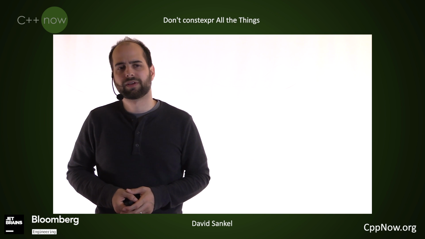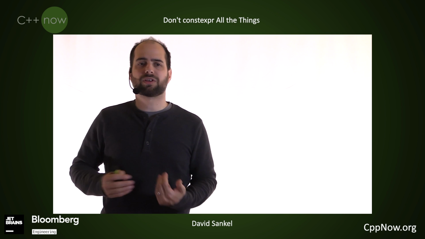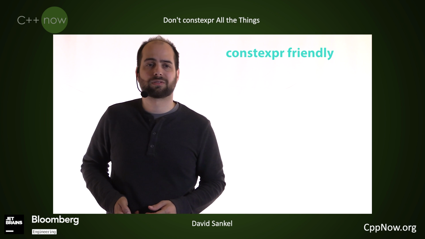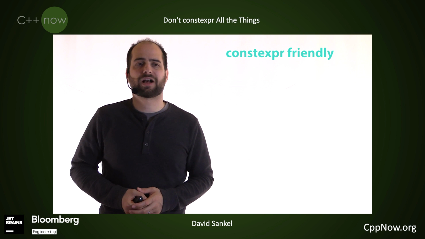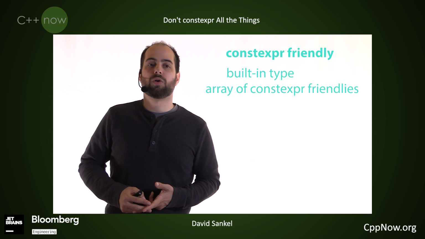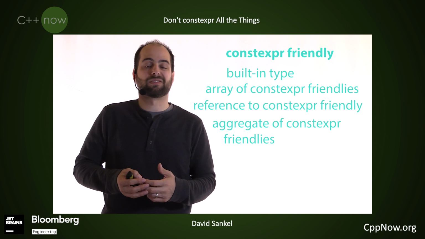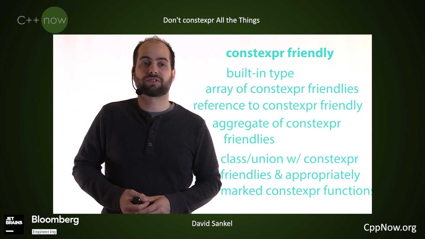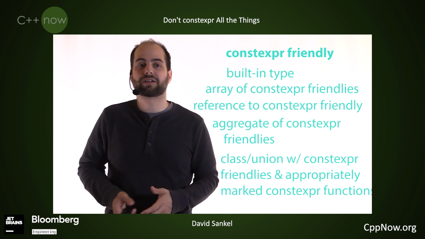Now, what about types? So it turns out that appropriately marked Constexpr functions must have parameters and result types that are Constexpr friendly. There are some types that aren't Constexpr friendly that you just can't use. So, what is a Constexpr friendly type? Constexpr friendly types have the following properties. It's either one of the simple built-in types, an array of Constexpr friendly types, or a reference to a Constexpr friendly type, or it's an aggregate of Constexpr friendly types. That just means essentially like a plain struct. Or it's a class or a union where all the member functions, including constructors and destructors, are appropriately marked Constexpr, and with all its data members Constexpr friendly typed as well.